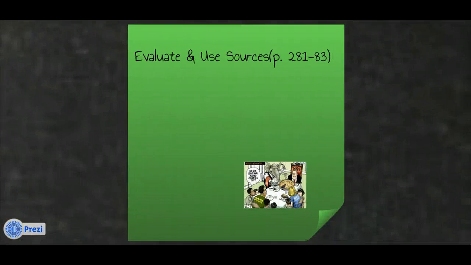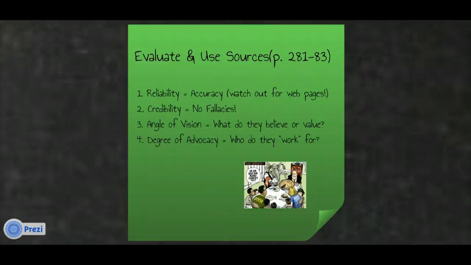All right, so once you've taken some notes, you've thought about what they say, you've thought about what you want to say, you also want to make sure that you take some time to evaluate the sources. And there are 4 ways to do that. Number 1, you want to be thinking about reliability. This is basically accuracy. You really want to watch out for web pages because they're not always fact-checked.